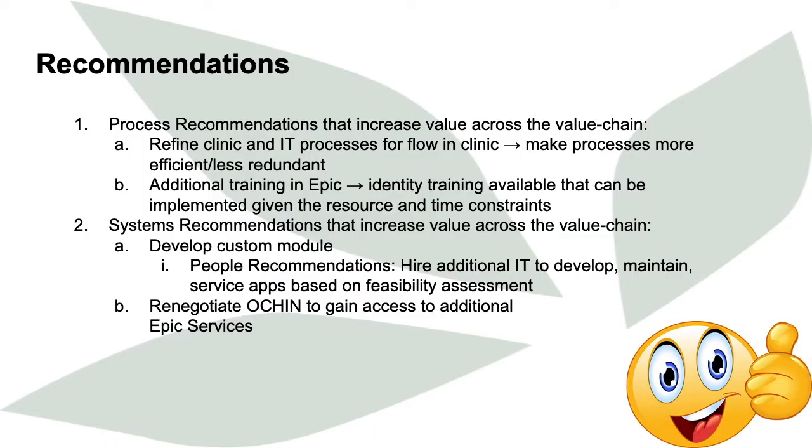So next, looking at the recommendations, our most feasible ones are the process recommendations, which are to refine the clinic and IT process flow. The other one is leveraging the additional training in Epic through the Ocean bargaining group. And then the systems recommendations of developing a custom model, which would require hiring additional IT to develop and maintain the service apps based on feasibility, as well as renegotiating Ocean to gain access to those additional Epic services.